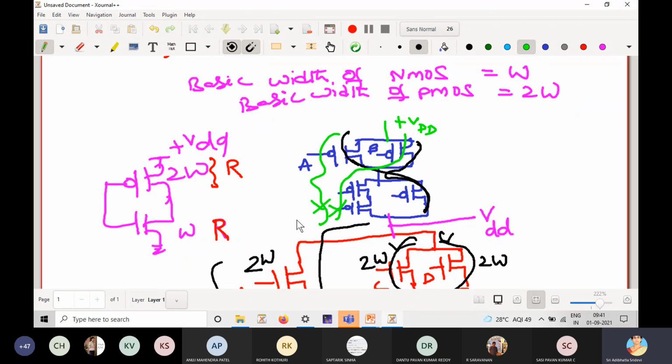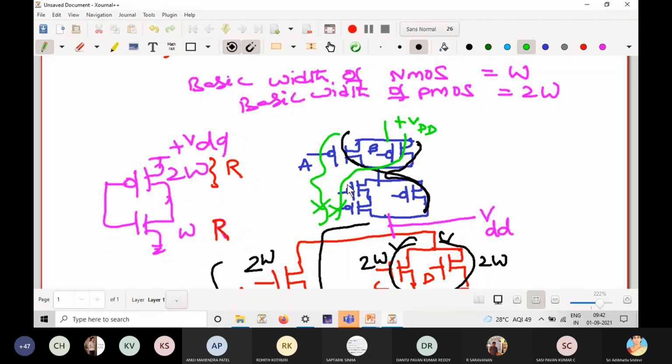If I consider 2 in series, whenever I'm getting 3 in series, then I will get more resistance. But if I size it keeping in consideration that there are 3 in series, then if there are 2 in series, I will get less than R. That's not a problem for me, correct?